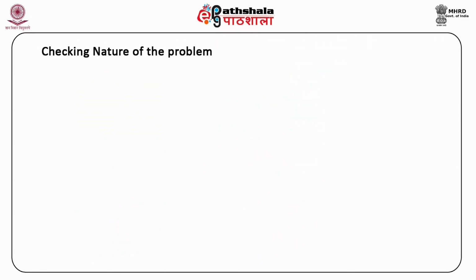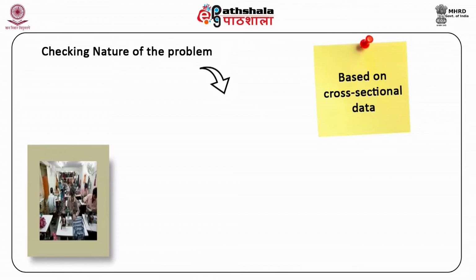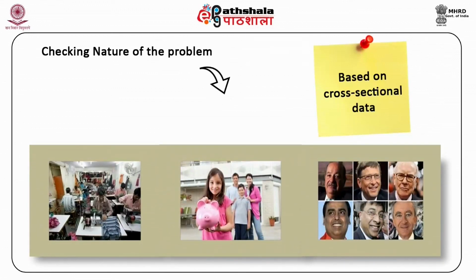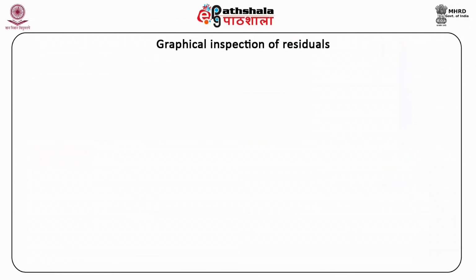The nature of the problem is one of the simplest methods to detect the presence of heteroscedasticity. The problem of heteroscedasticity is likely to be more common in cross-sectional than in time series data. In cross-sectional data, members may be of different sizes, such as small, medium, or large firms, or we can say low, medium, or high income. In time series data, on the other hand, the variables tend to be of similar orders of magnitude. Examples are GDP, consumption expenditure, savings, etc.